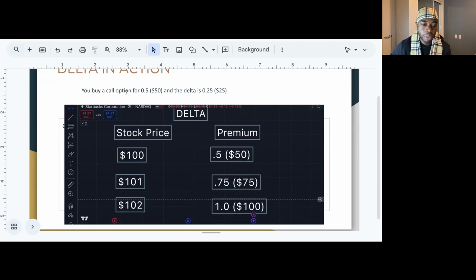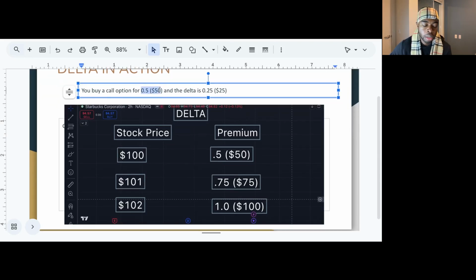Let's say that you buy a call option for 0.5, or $50, okay? And for that call option, the delta is 0.25, or $25. So if you buy a contract for $50 and the stock price increases by $1, then my call option would increase by $25. So if the stock price is $100 and it moves to 101, then the contract that I bought at $50 is now at $75 off of that $1 move. So that's a 50% gain.